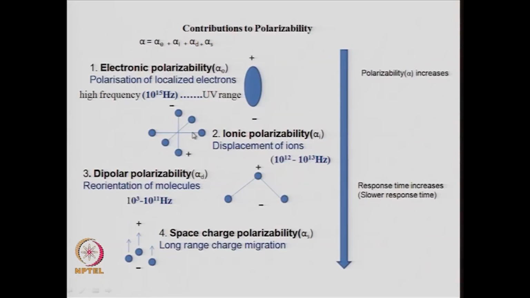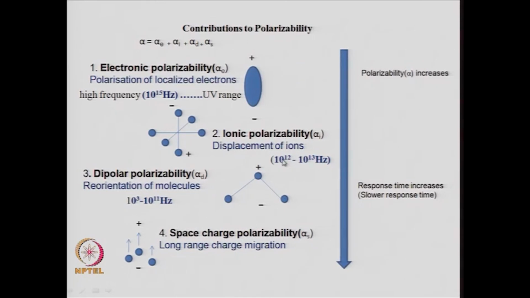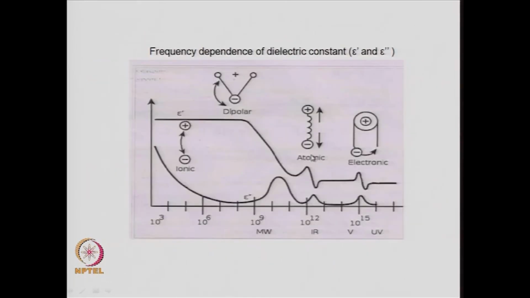So, the 4 contributions which we discussed, sometimes the names are also changed. For example, we are calling it here dipolar polarizability, and then we are calling it ionic polarizability, whereas here we are calling it atomic polarizability, which is the same as ionic polarizability. In some books it is written as atomic polarizability. So, this is the real part of the dielectric constant. It goes from a very high value at low frequencies to low values at high frequencies.